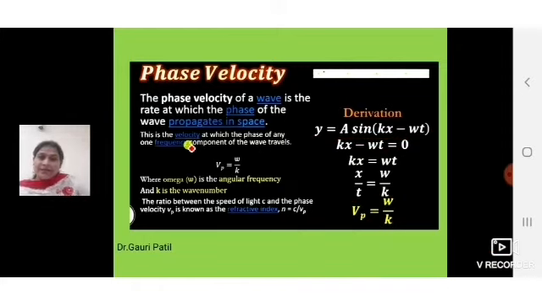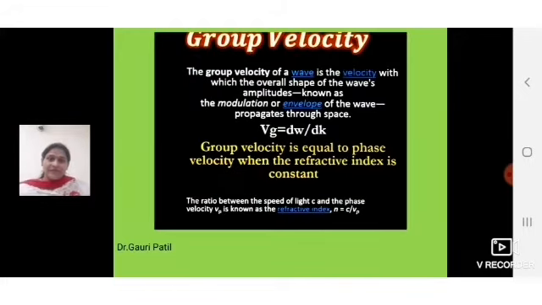Now we will discuss what is meant by group velocity. So dear students, from this name I think you can imagine what is meant by group velocity. If there are two or more waves, what happens? These waves interfere with each other, and because of that we get packets of waves, called wave packets, and these are represented by group velocity.